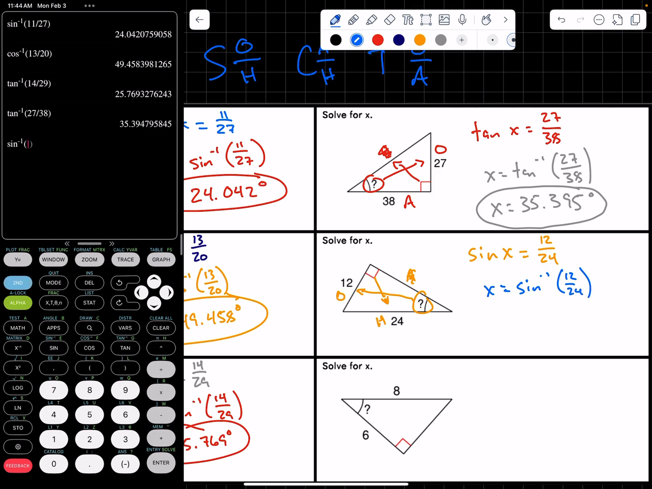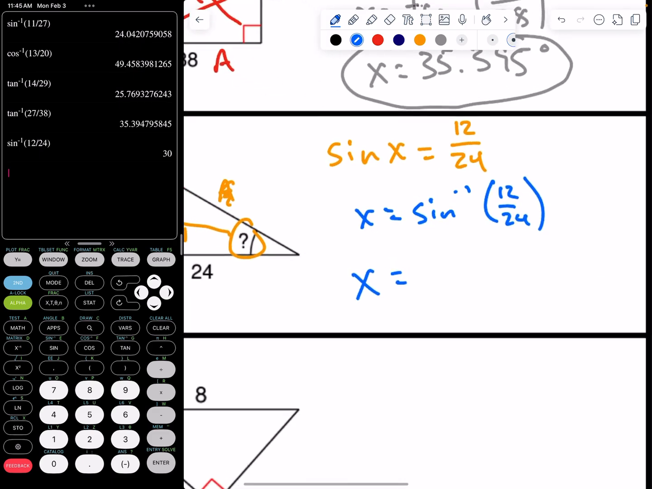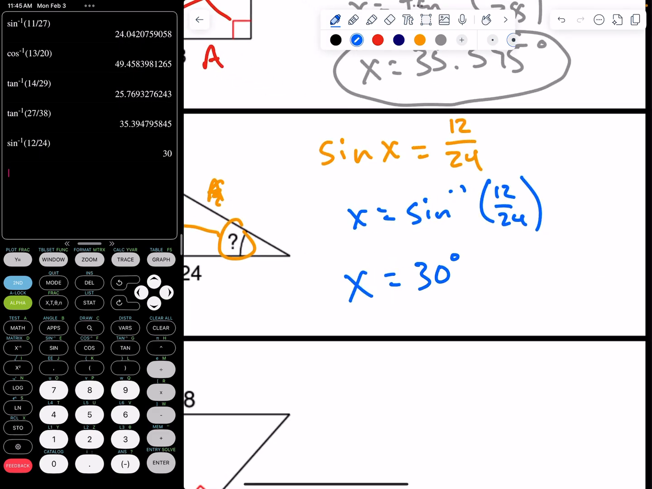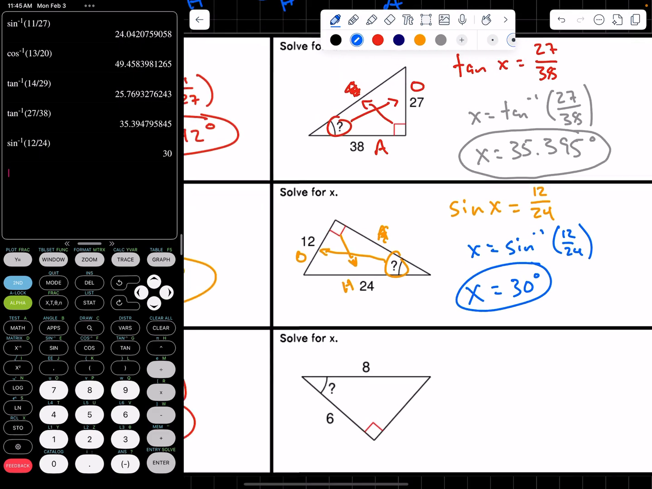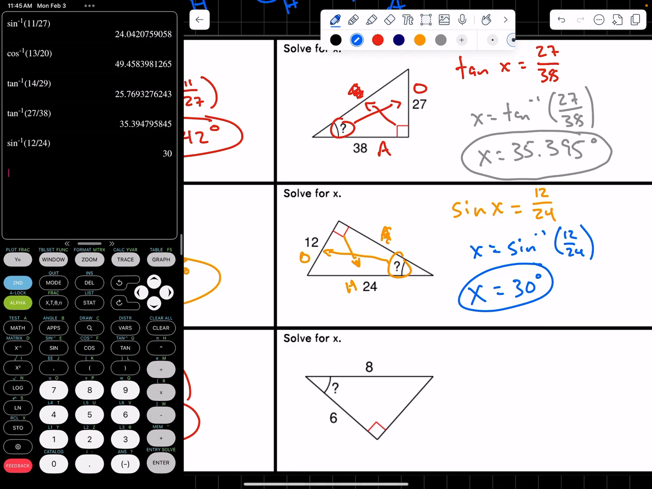Second sine 12 divided by 24. That looks right in my calculator, making sure everything looks good. X equals 30 degrees. So we're rocking and rolling, moving right along. And we'll go on ahead and use this color.